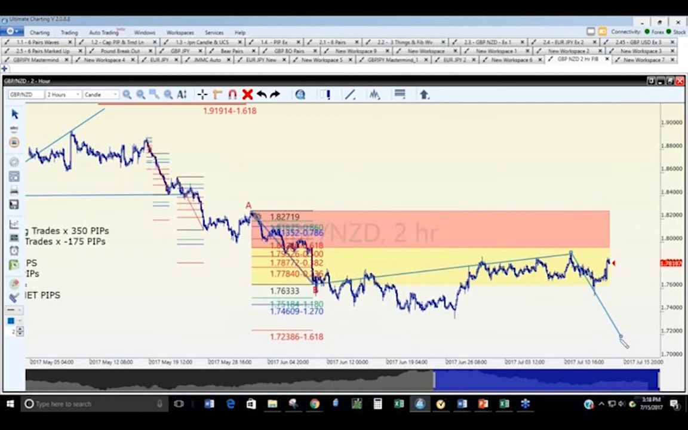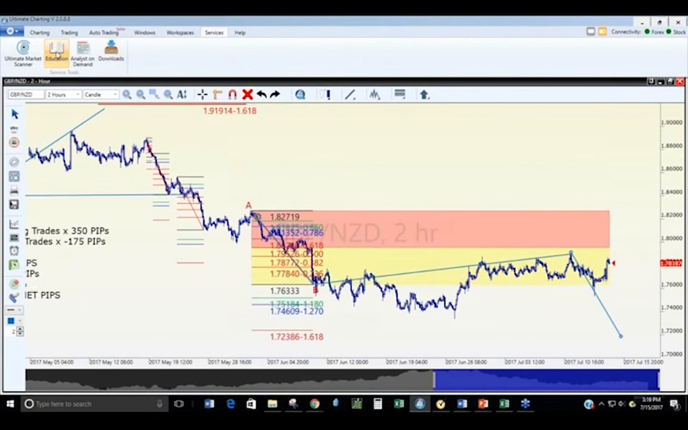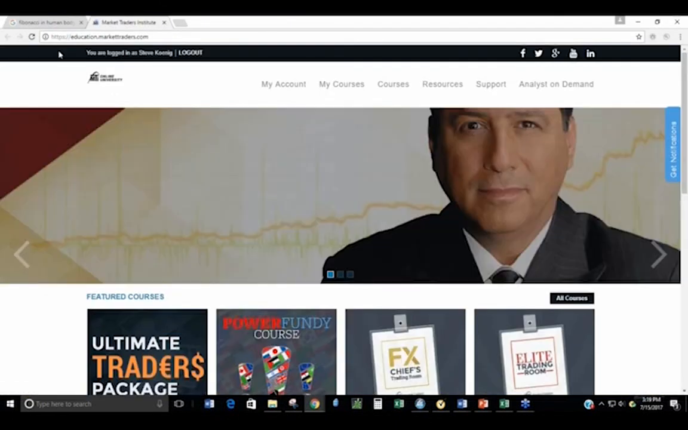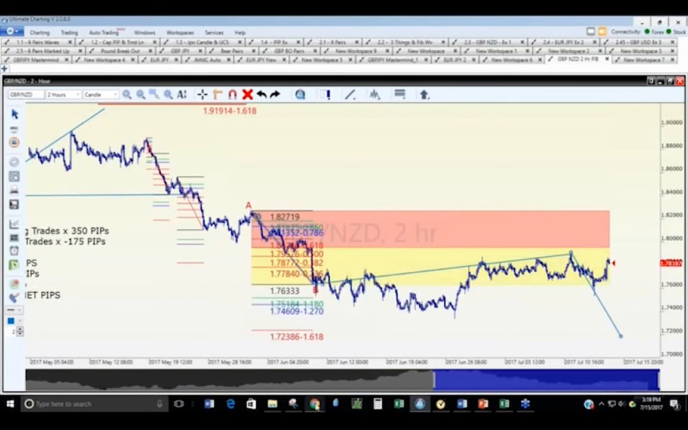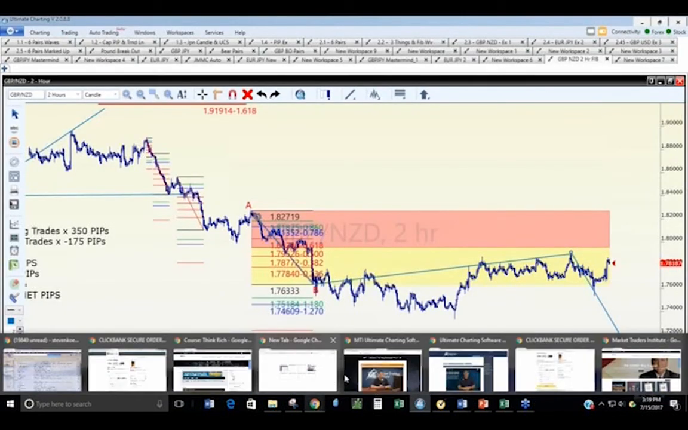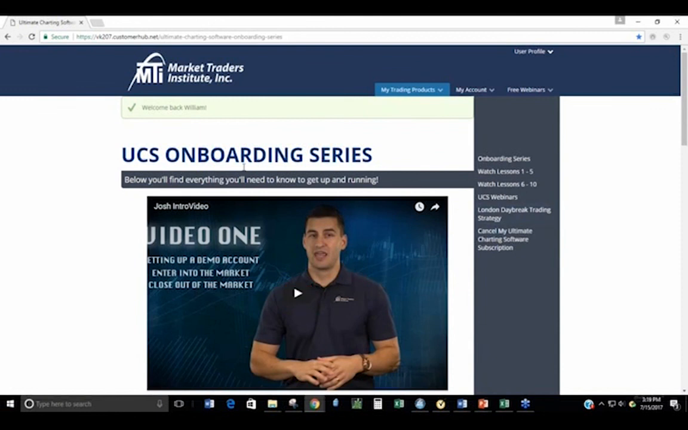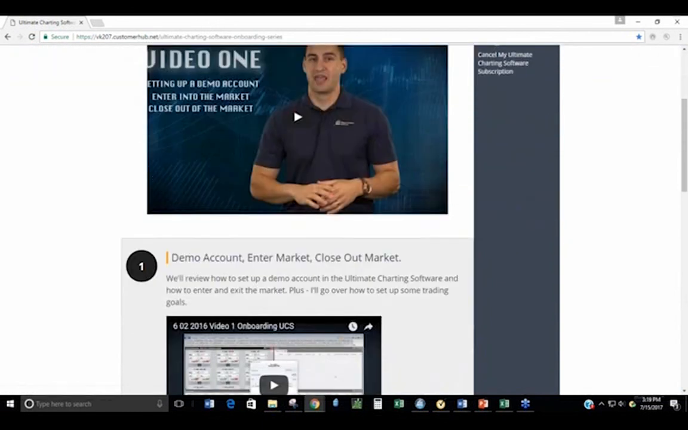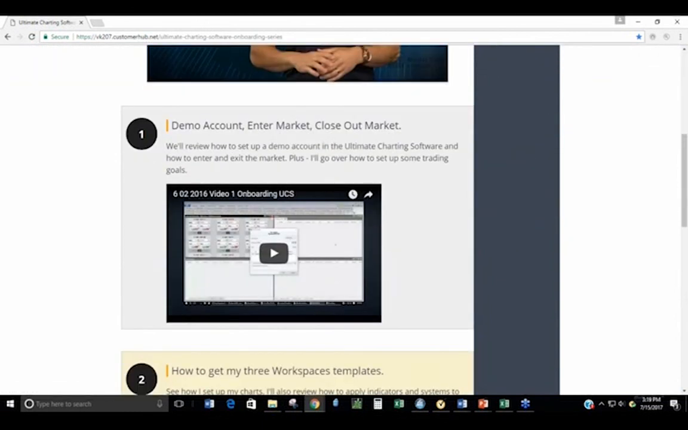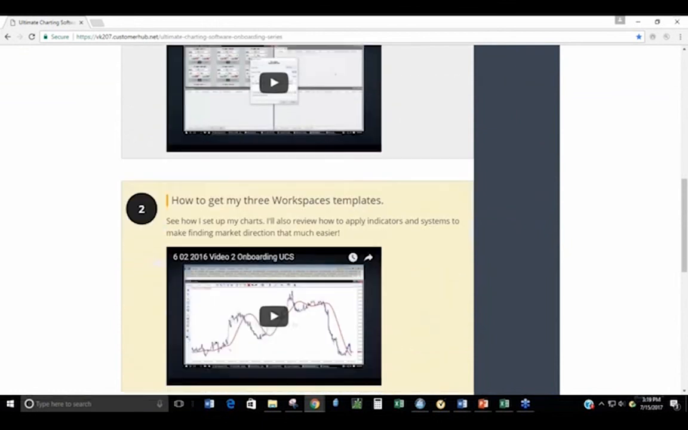Now, my goal here was to demonstrate some of the tools, and there's so much more. For example, when you go to the services, there's a tool right here called education. Within the education tool, for everybody that would want to give this a try, we have something called the Ultimate Charting Software Onboarding Series. So we've got these different lessons. They're what I call the mini lessons. It's 5 minutes on each of the different sections.